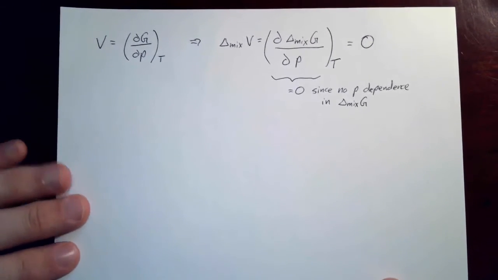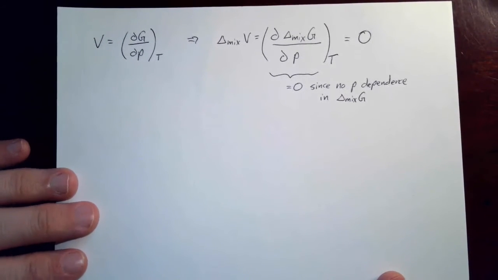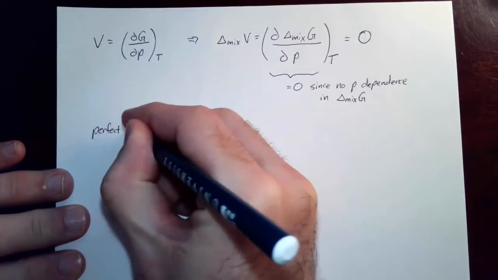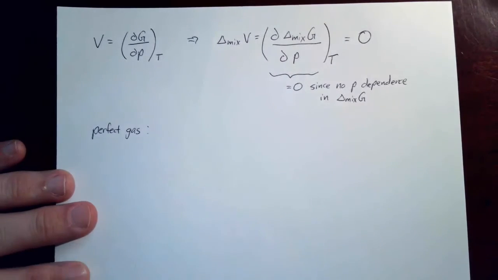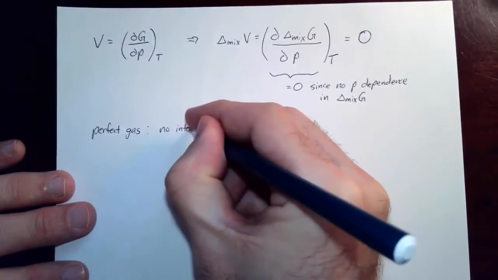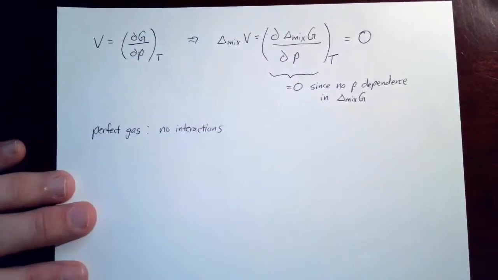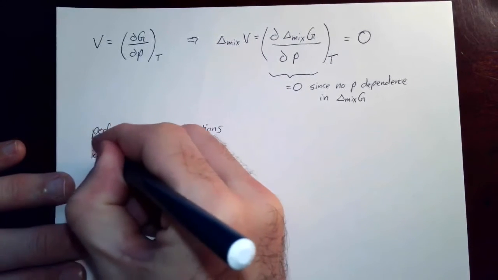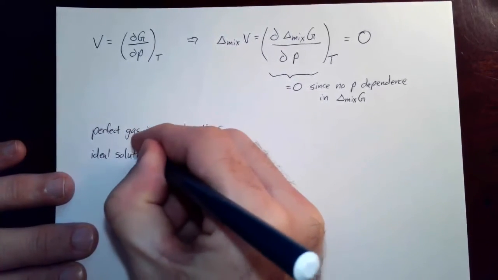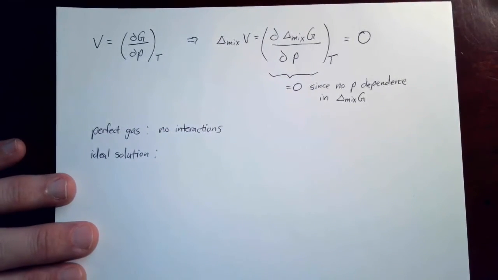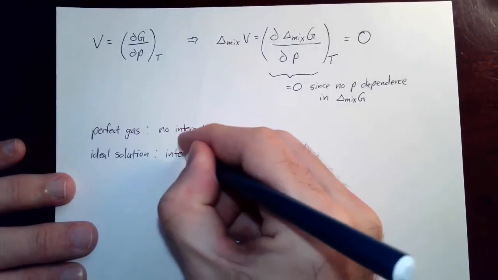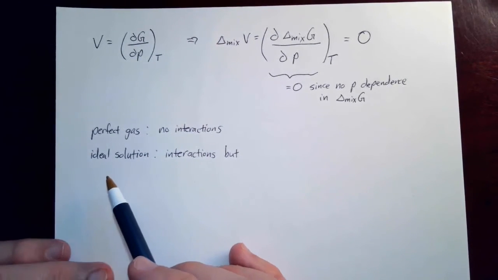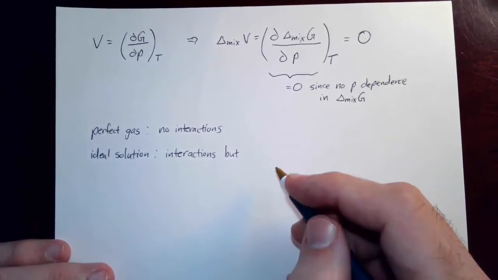All right, now let's talk briefly about what the difference is between a perfect gas and an ideal solution. So a perfect gas, as we defined it before, back in chapter 1, has no interactions between the particles, except during brief collisions. That's the perfect gas assumption. In an ideal solution, which is what we're talking about now, there are interactions between particles. But the ideal approximation assumes that we have the same average energy for each interaction.